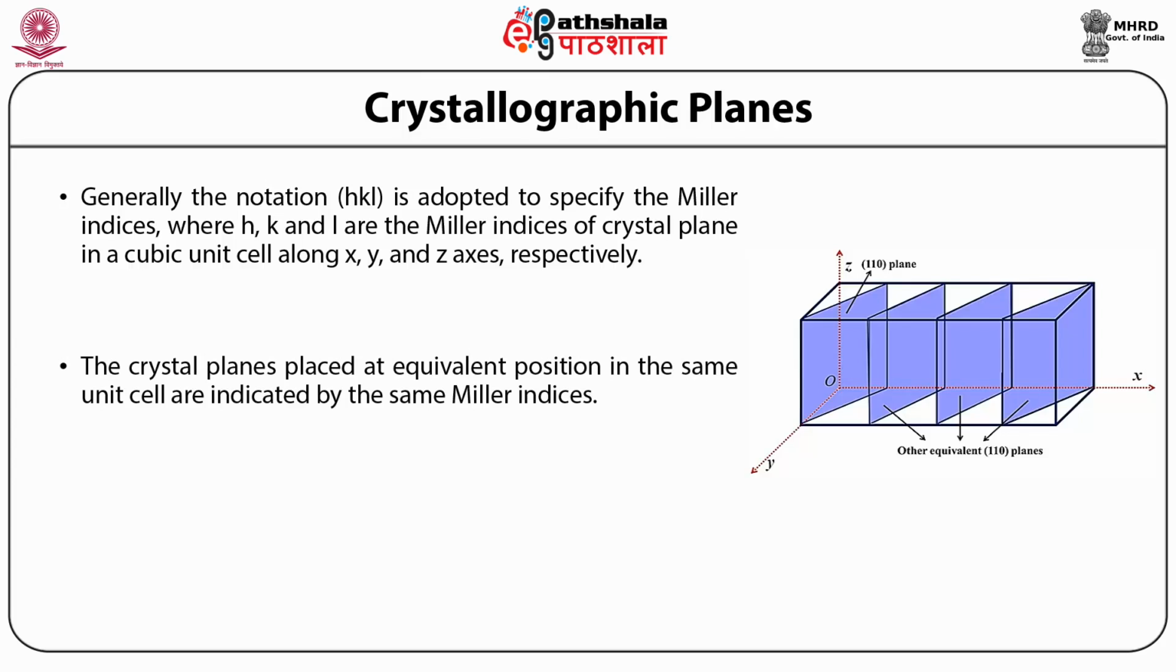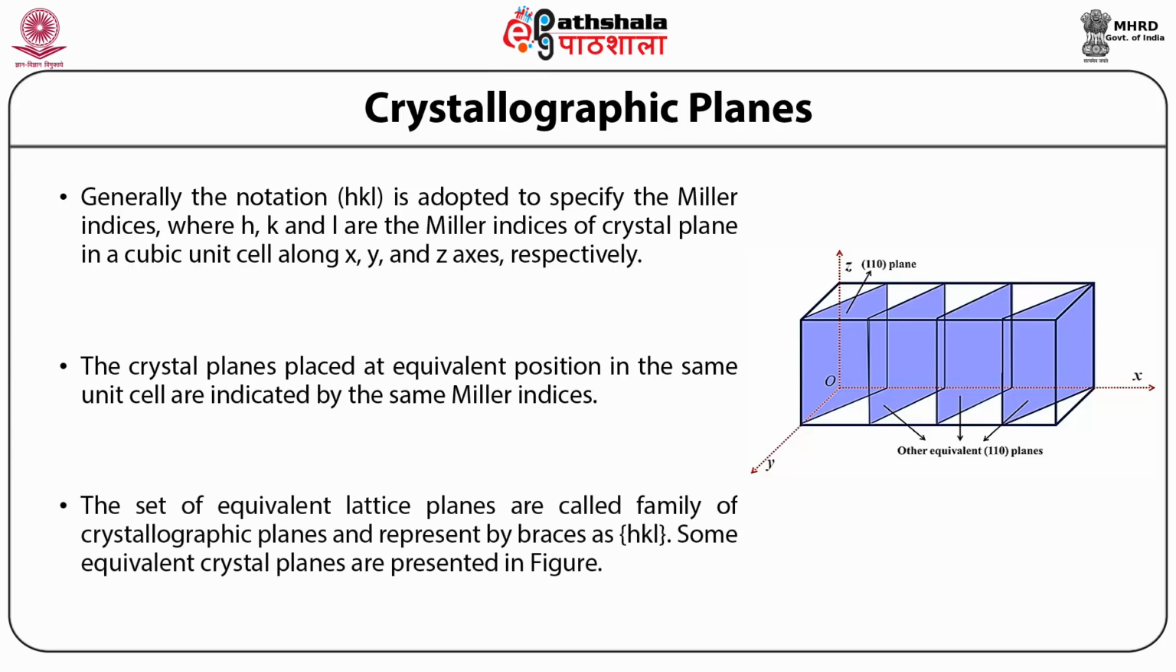The crystal planes placed at equivalent positions in the same unit cell are indicated by the same Miller indices. The set of equivalent lattice planes is called the family of crystallographic planes and is represented by braces, such as curly bracket HKL. Some equivalent crystal planes are presented in the figure on the right hand side.